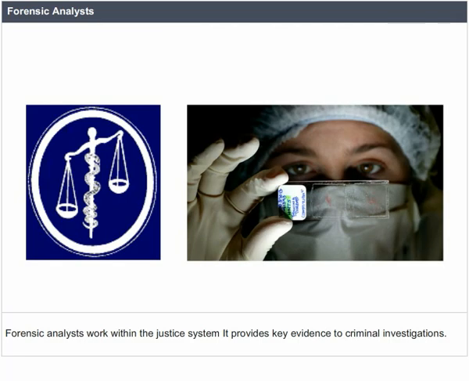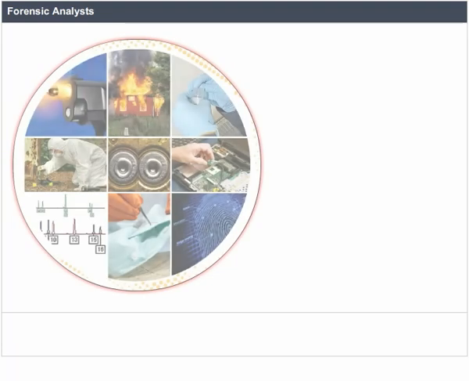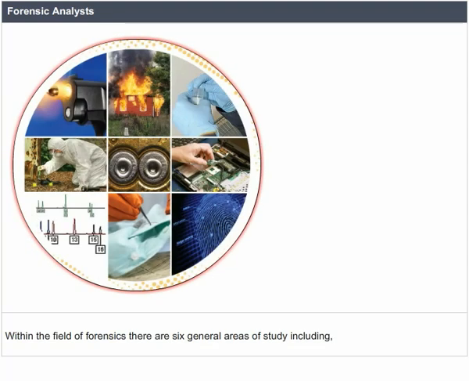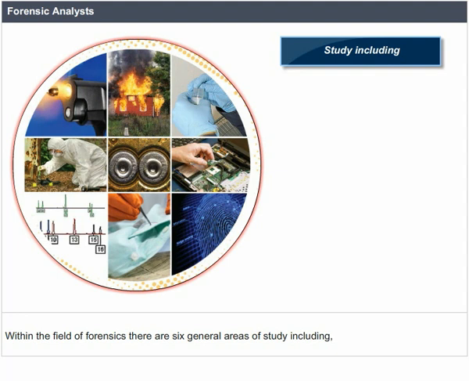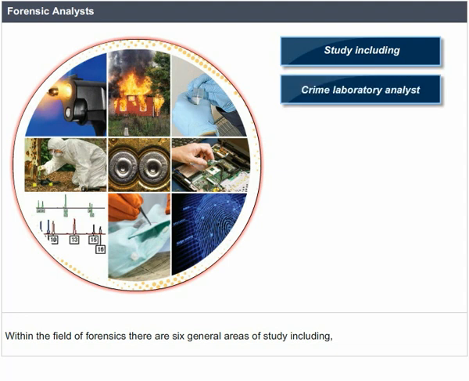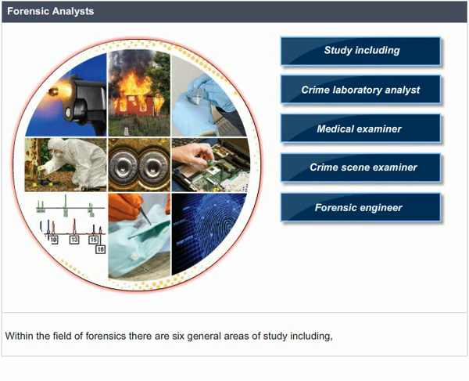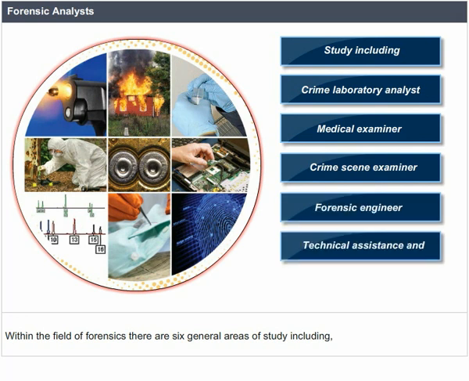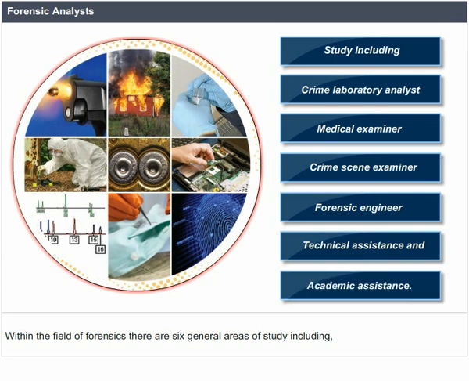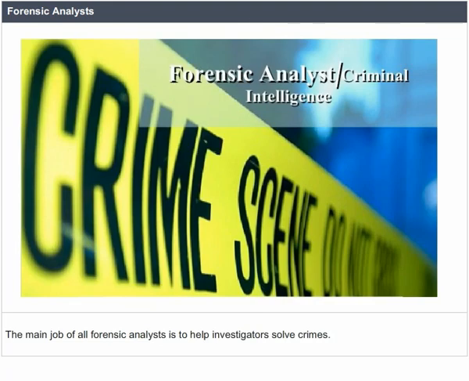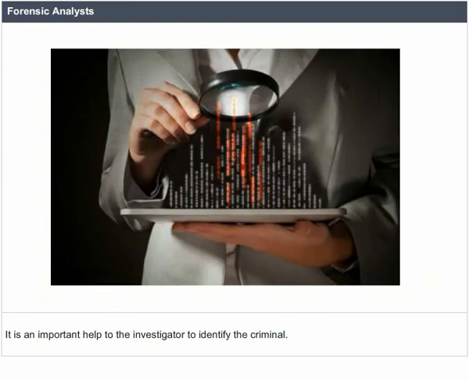Forensic analyst. Forensic analysts work within the justice system. They provide key evidence to criminal investigations. Within the field of forensics, there are six general areas of study, including crime laboratory analyst, medical examiner, crime scene examiner, forensic engineer, technical assistant, and academic assistant. The main job of all forensic analysts is to help investigators solve crimes. It is an important help to the investigator in identifying the criminal.